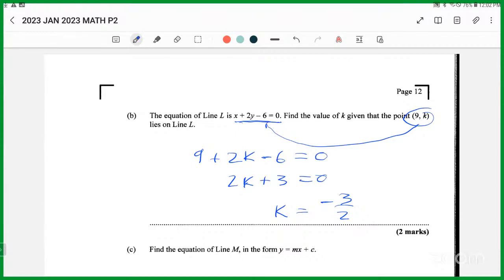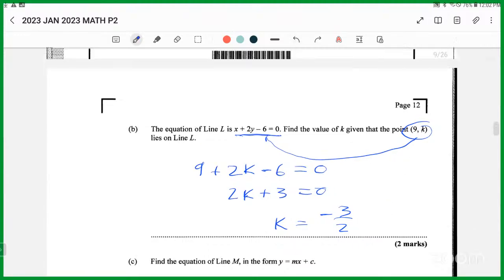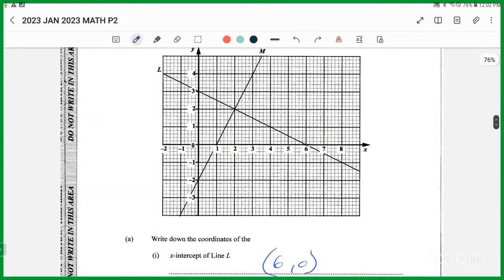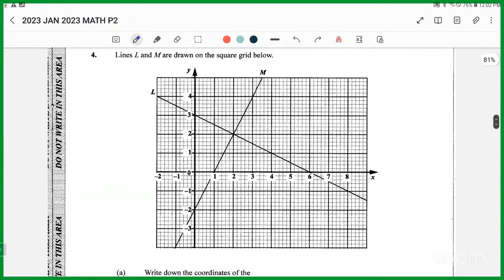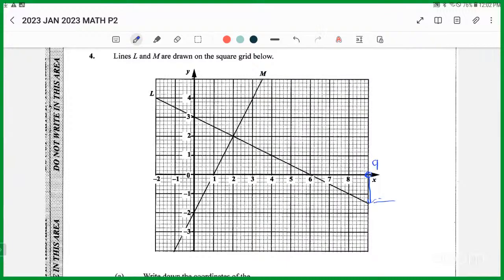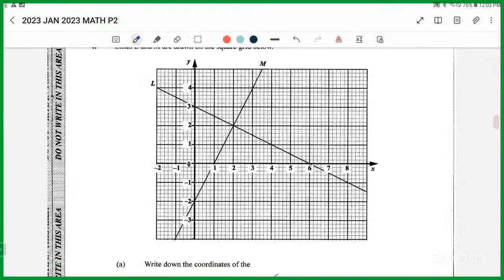Negative 3 over 2. Could we also see this on the graph, by looking at where x equals 9 is on line L and seeing what the y value is? So look at the graph and see if it makes sense. This would have been 9, right? See there, the y value says negative 1.5. It's negative 3/2. You can trust your calculation. Minus 3/2 is the y value right here, and the point at the top is (9, 2). So k is negative 3/2. Good, your calculation and your graph are consistent. You can trust that answer.